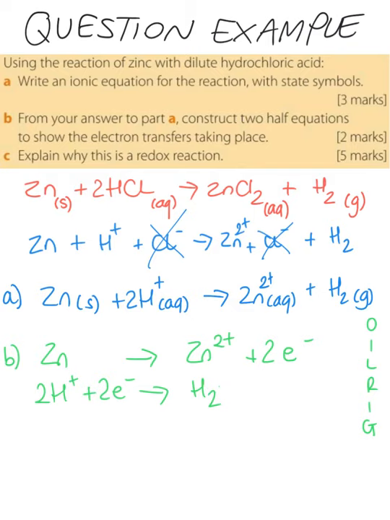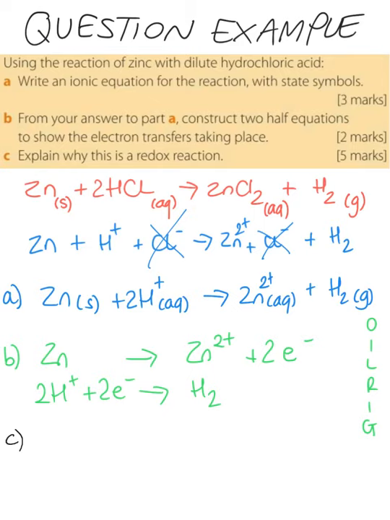Okay, now part C, and I won't be able to write out the full answer here because it's 5 marks and I haven't got any room. So I'm just going to put some kind of pointers that you would want to put down. Okay, so for part C, it says explain why this is a redox reaction. In that question, you want to be explaining, not describing. All of your equations thus far have kind of done the describing part. You now want to use words to explain what is happening.